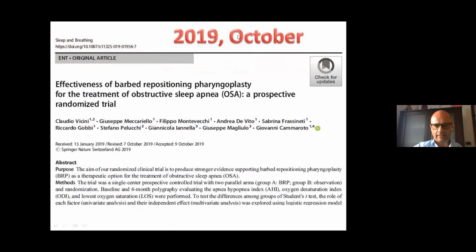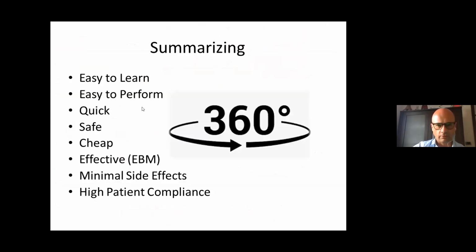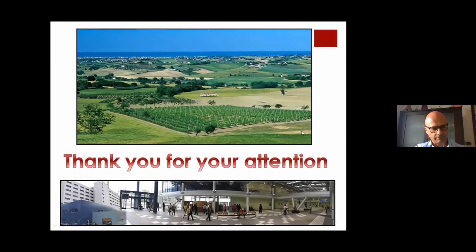And in 2019, we published this prospective randomized trial. We closed the story, publishing this paper, and it was really a satisfaction. So summarizing my last slide, this technique is easy to learn, easy to perform, quick, safe, cheap. Cheap because one suture costs about $30 and you need one suture. Effective, minimal side effect, and high patient compliance. Thank you for your attention.